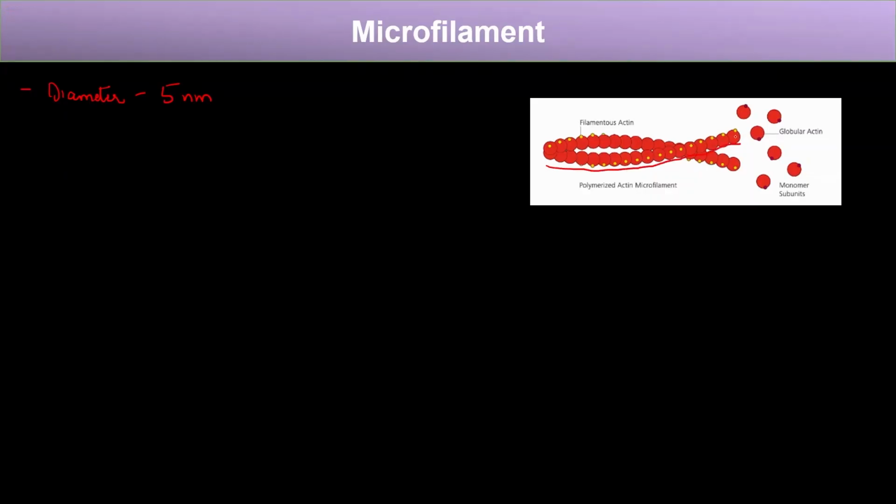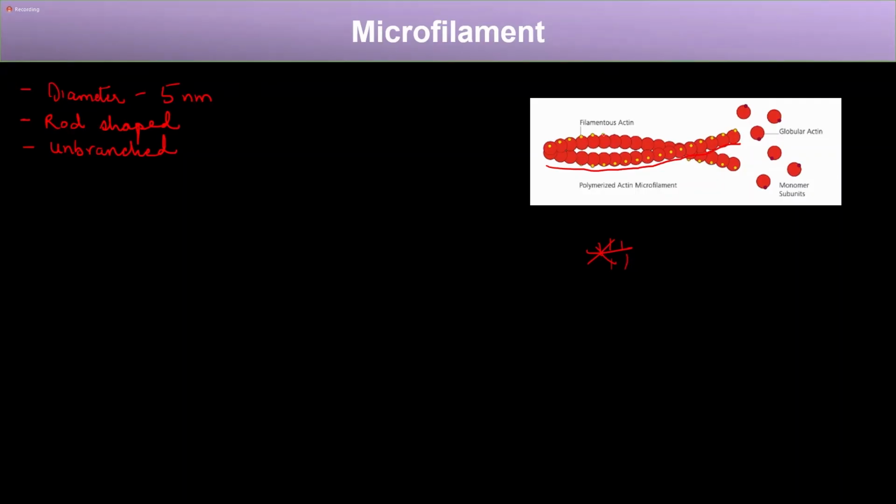If you look at this structure, it looks rod shaped. So the microfilaments are rod shaped. Thirdly, we are not seeing any branching here. Branching would appear something like this, but we are not seeing it. So we can write that microfilaments are unbranched.